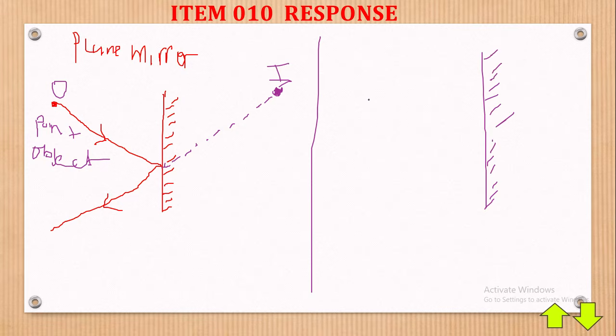There are mirrors used at home, like the local scratchers with a mirror in front. It's not called a plane mirror here.